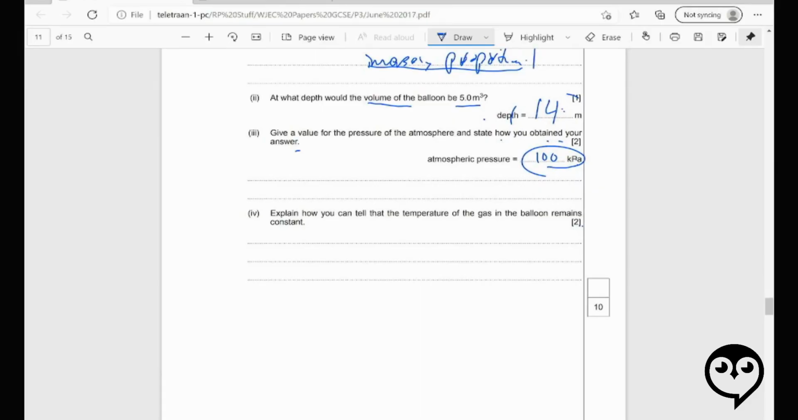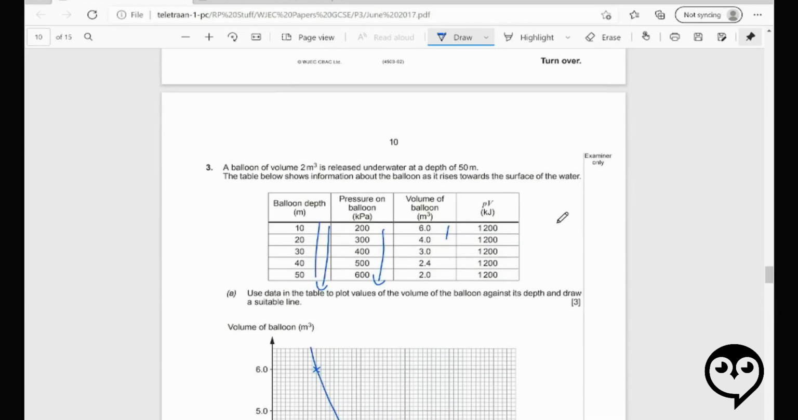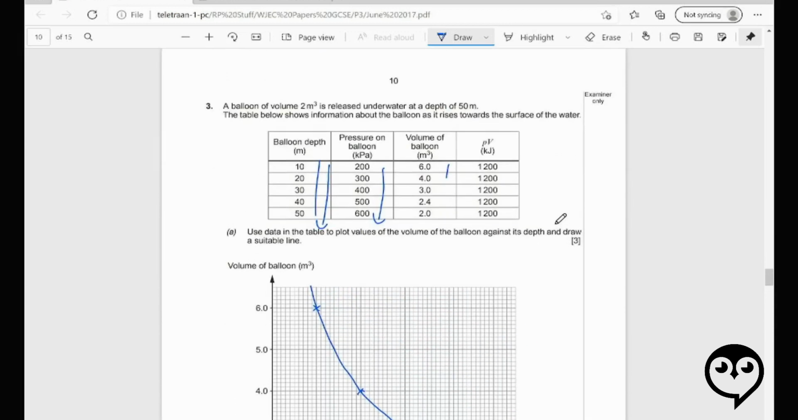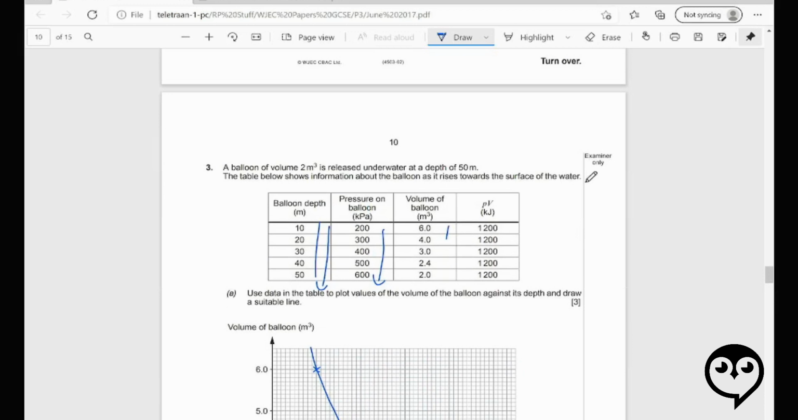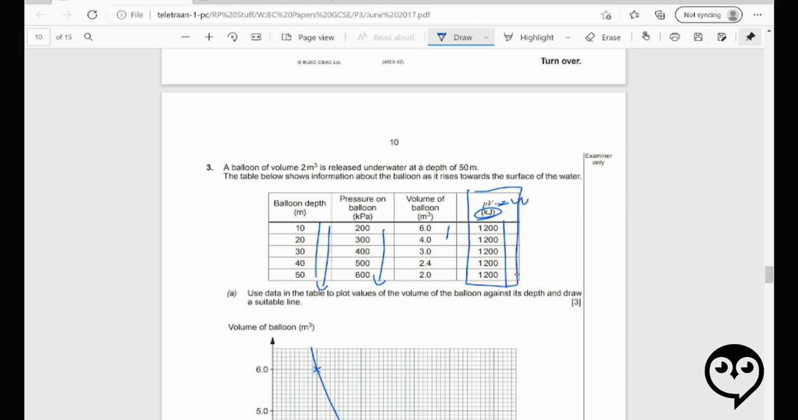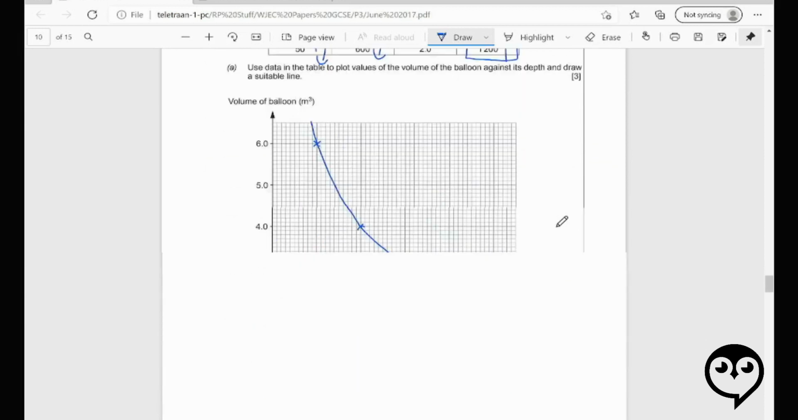Okay, and explain how can you tell the temperature of the gas of the balloon remains constant? You're not going to see anything from the graph. What about from this chart here? Well, the amount of energy is constant, because it's in kilojoules, yeah? Pressure times volume is the same thing as work. And if the amount of energy is constant, we're not losing any heat energy, and no heat energy has been added or removed from the system. That might be my guess.